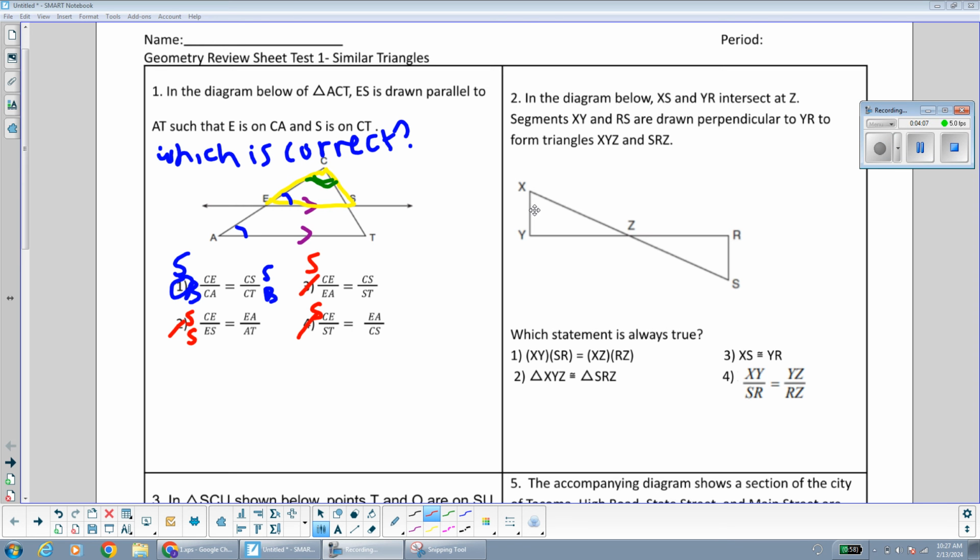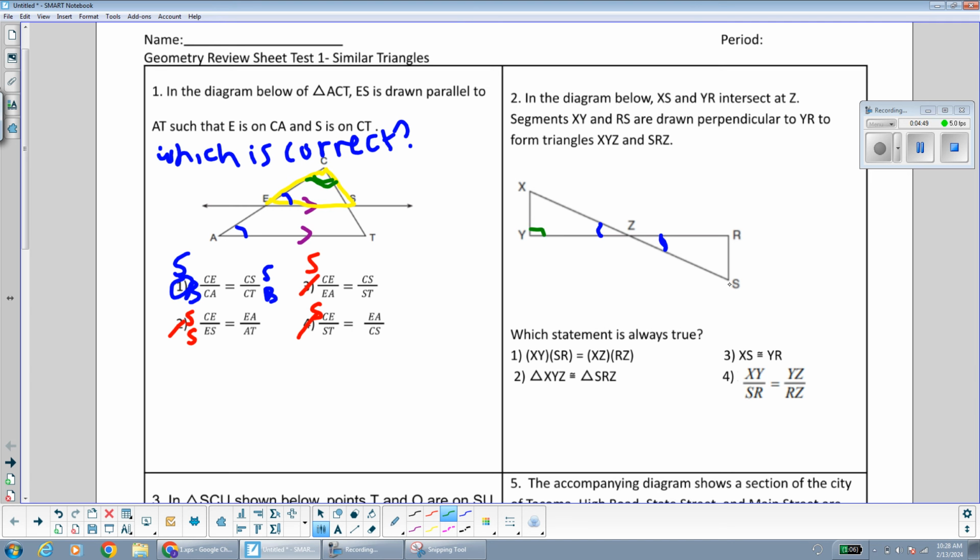Let's take a look at the question now that we have all four answer choices the way that they need to be. So we have two triangles, triangle XYZ and triangle SRZ, and they tell us in the diagram that XS and YR intersect at Z. That's not there for no reason. That's telling us we have intersecting lines. We have that letter X. So what we have are congruent vertical angles formed by the intersecting lines. And it also tells us that segments XY and RS are drawn perpendicular to YR. So XY is perpendicular to YR, so it makes a right angle with it.